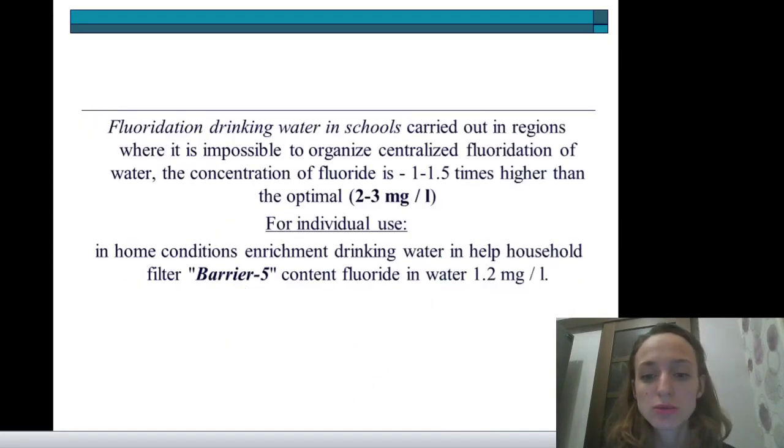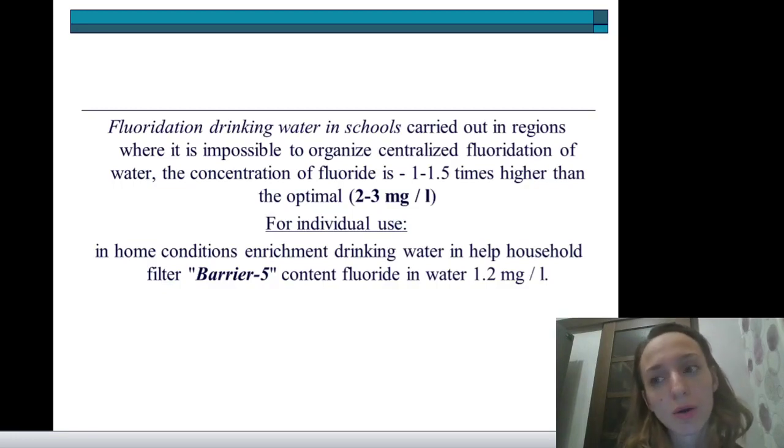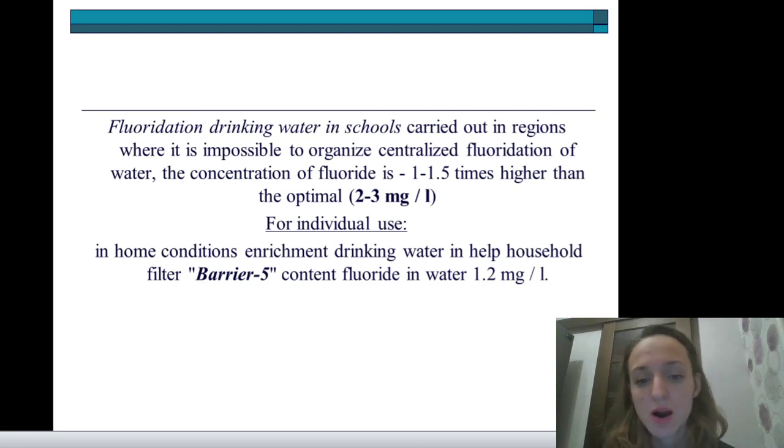Fluoridation of drinking water in schools is carried out in regions where it is impossible to organize centralized fluoridation of water. The concentration of fluoride is 1 to 1.5 times higher than the optimal, so it can be from 2 to 3 milligrams per liter. For individual use in home conditions, to enrich drinking water, a household filter can help, for example Barrier 5, which contains fluoride in water at 1.2 milligrams per liter.